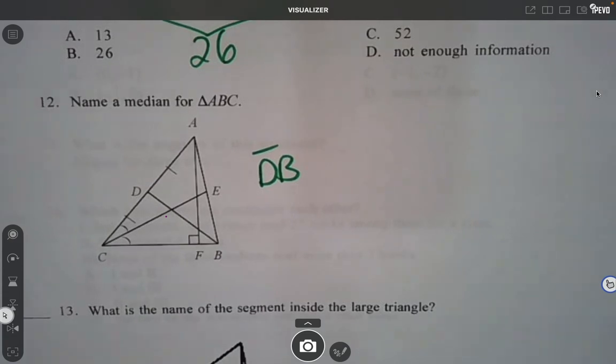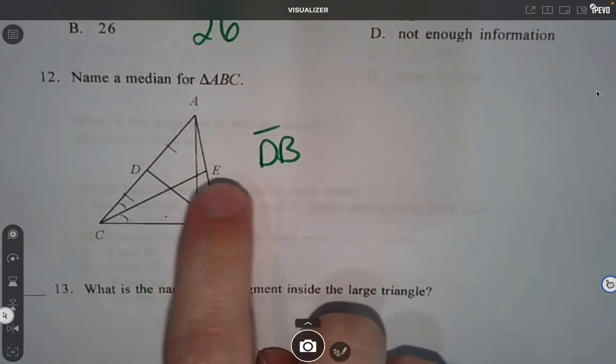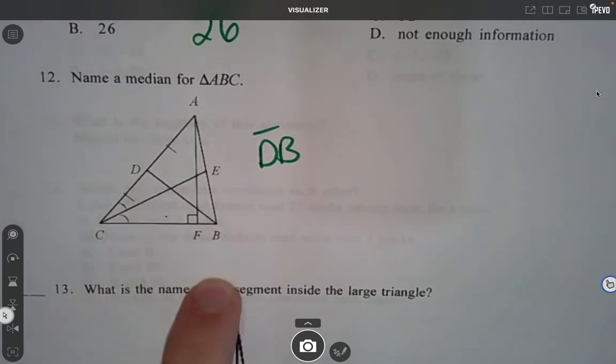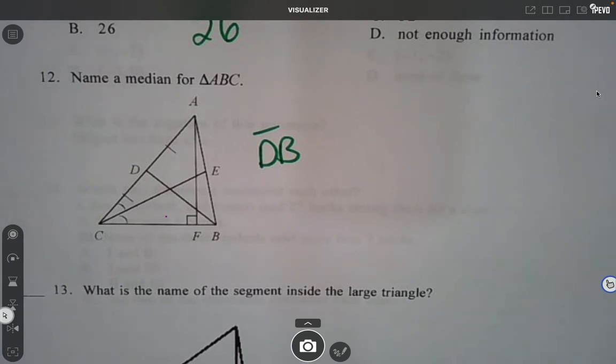Is everybody listening? On your test, this one may ask for the median. But on your test, what might it ask for? The altitude. So when I press the button to switch the questions, it may change the word median to altitude. AF is the altitude. Yes, if you want to write that down. AF is the altitude. And what was the other one you said? EC or CE, either way you write it. CE is the angle bisector. BD is the median, or DB, whichever.